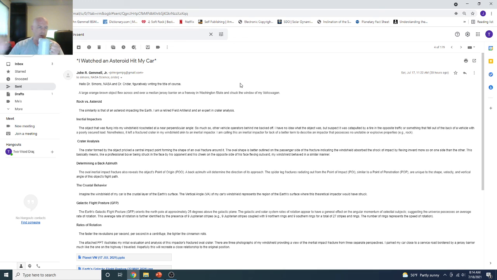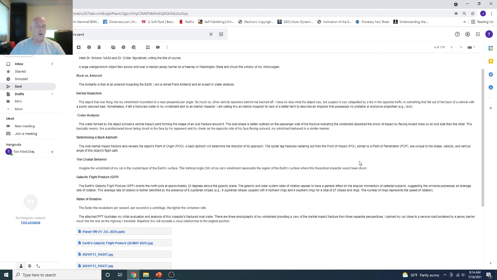Okay, anyway. A large orange-brown object flew across and over a median Jersey barrier on a freeway in Washington State and struck the window of my Volkswagen. Rock versus asteroid. The similarity is that of an asteroid impacting the Earth. I am a retired field artillerist and an expert in crater analysis. Alright, inertial impactors. The object that was flung into my windshield ricocheted at a near perpendicular angle, or so I thought. So much so, other vehicle operators behind me backed off. That was true. I watched them.